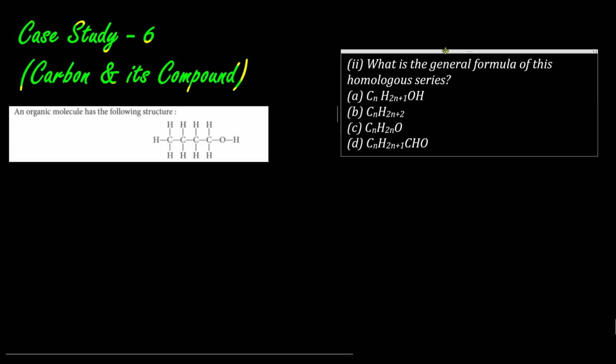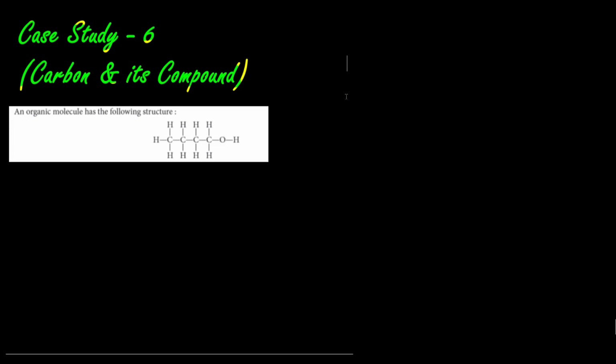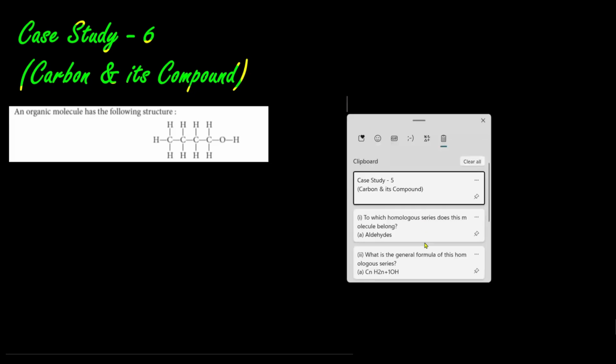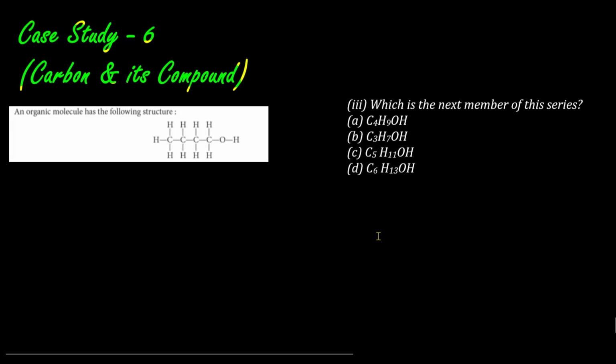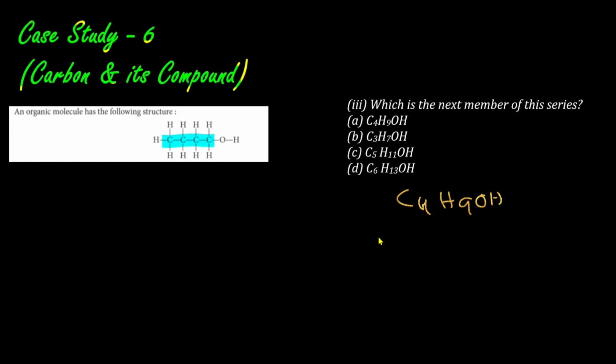Now I'll see the next question, that is 3. Which of the following is the next member of this? How many carbon atoms can you see? This is 4 carbon atoms, so I should write C4. And how many H are there? If I talk about these H, because OH I'll write separately, it's 7, right? No, 9. Back count: 4, 8, 9.